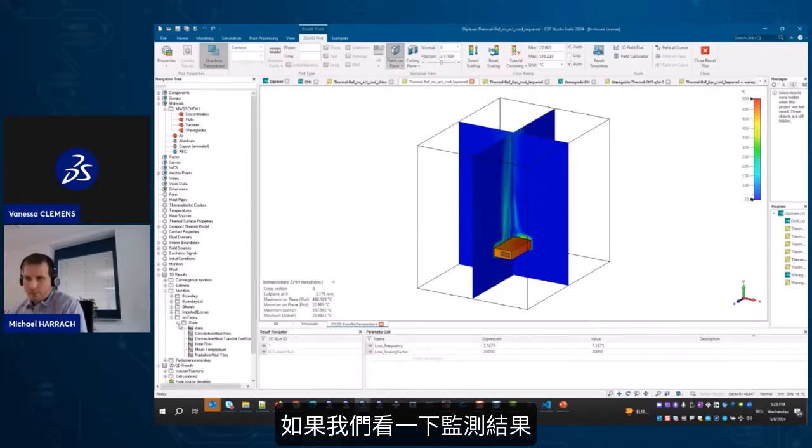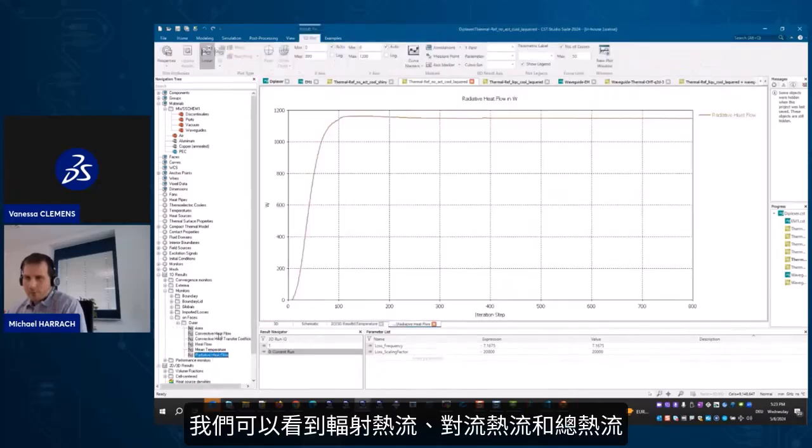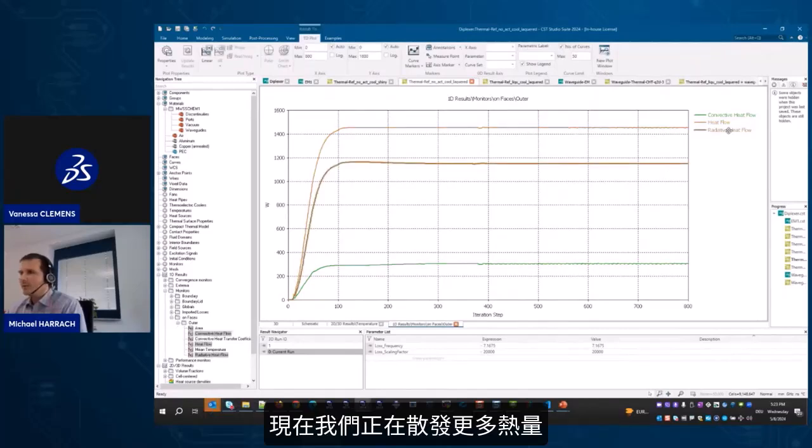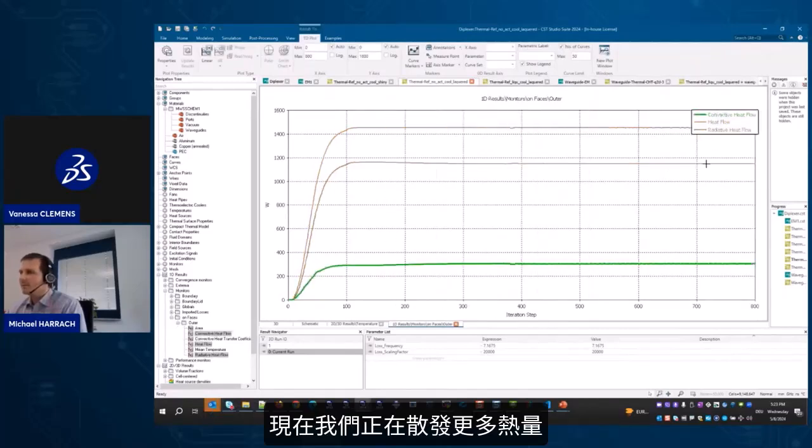And if we take a look at the monitor results here, we can see the radiative heat flow, convective heat flow, and overall heat flow. We are now radiating a lot more.